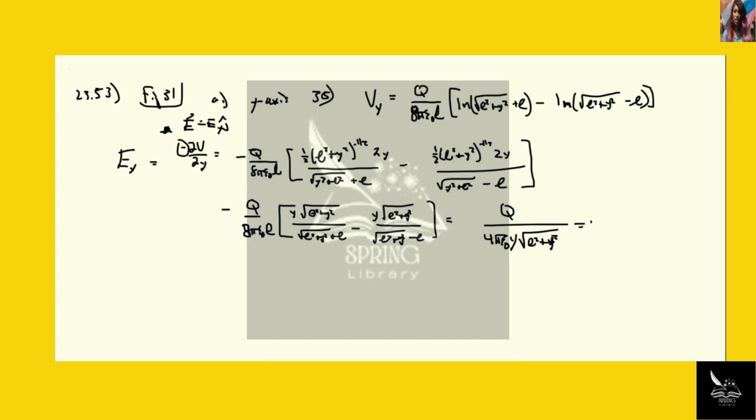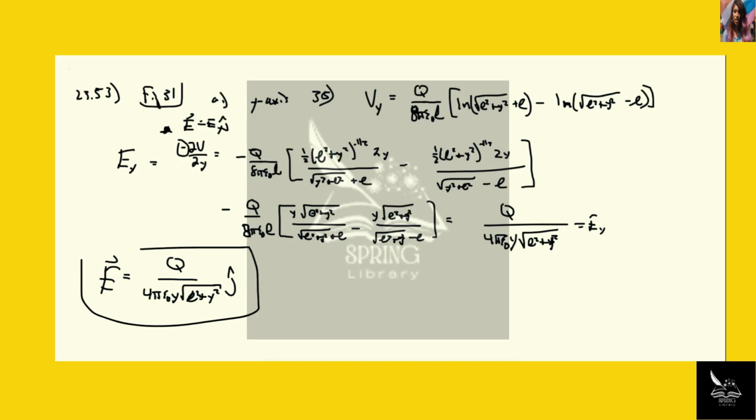Cool. So that's Ey. So that means for part A, we know that the vector quantity E, since our symmetry argument, is just given as Q over 4 pi epsilon naught y, and then square root of L squared plus y squared, all in the j hat direction. Cool. So this was kind of a hard differential problem, but we got there. Let's do part B now.